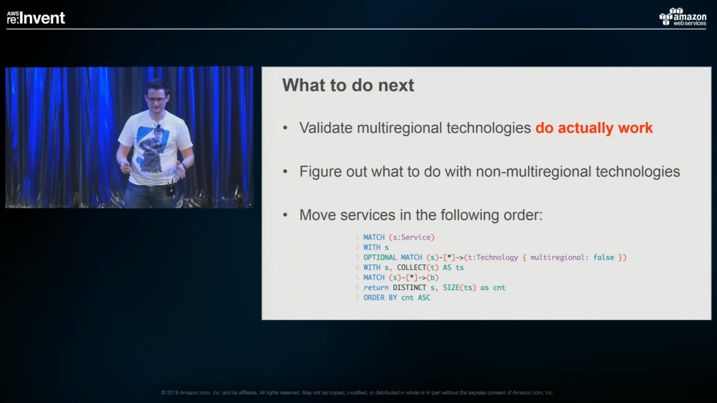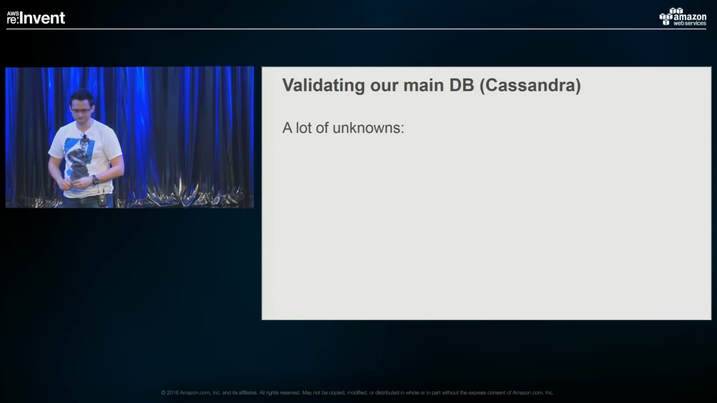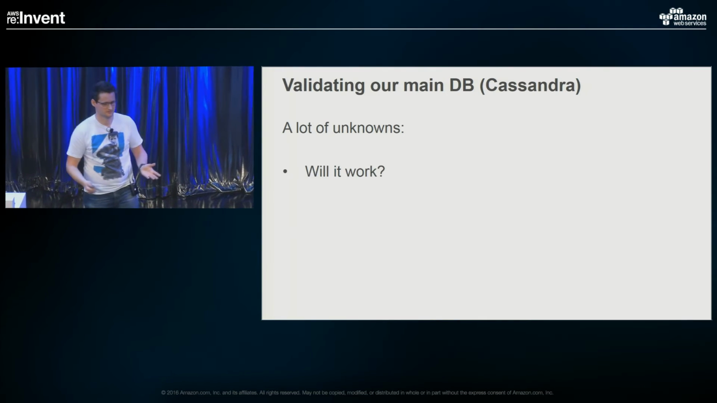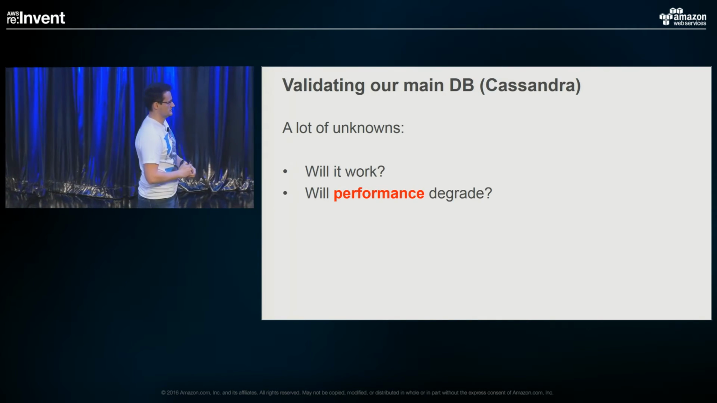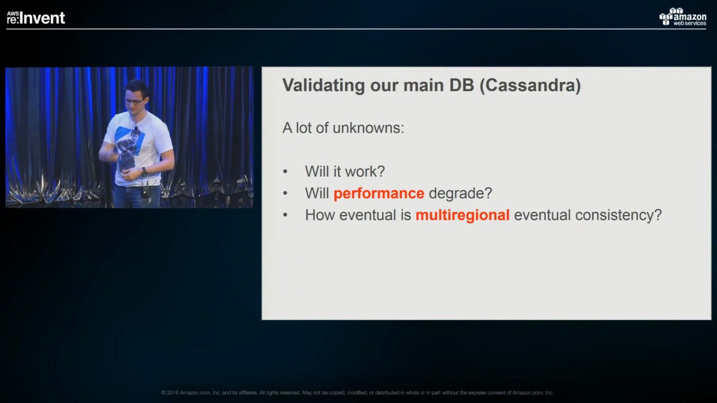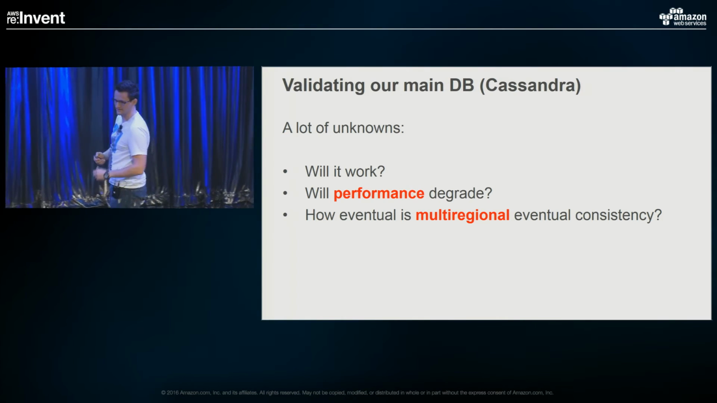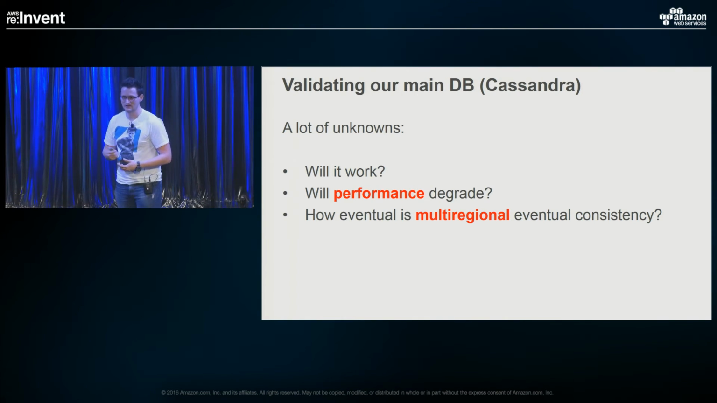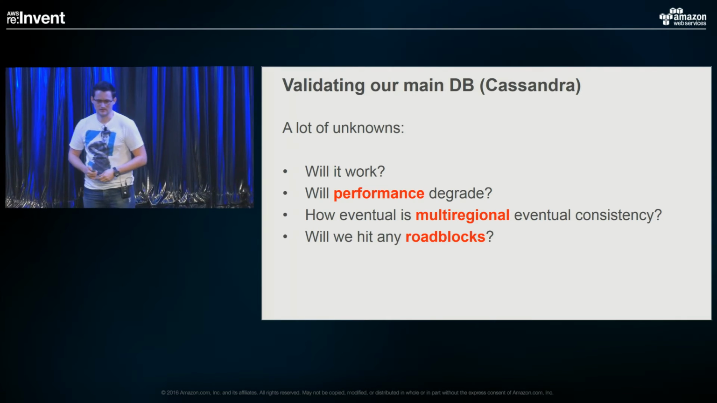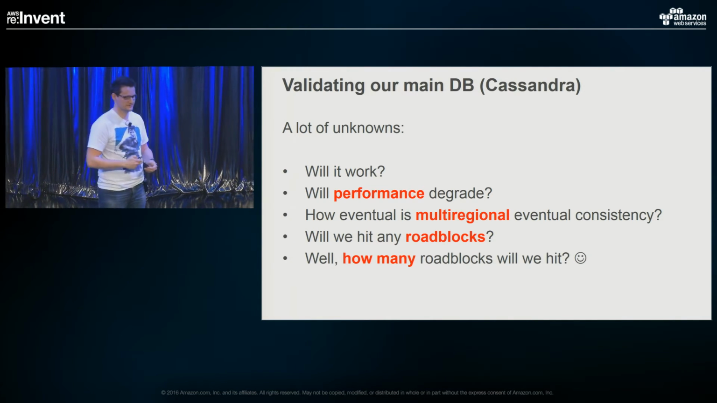So how did we validate stuff? Our main database is Cassandra. We use it a lot. There were a lot of unknowns. Will it work? How about performance? Will we see any degradation? Cassandra is an eventually consistent database. How eventual is it? What will be the latencies? Any roadblocks? What kind of roadblocks? Because they're always there.